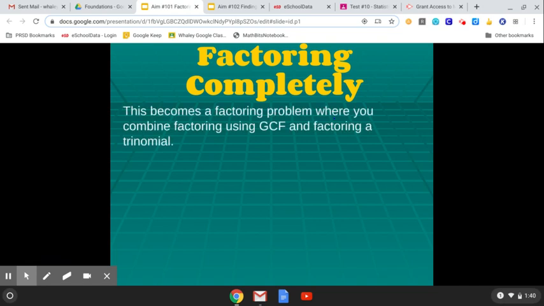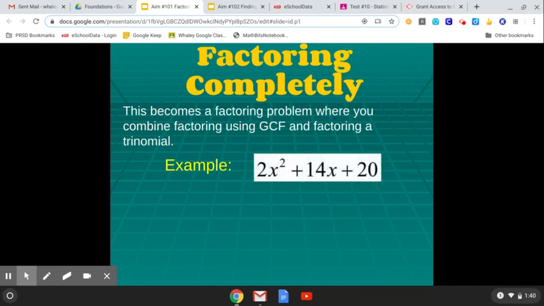Okay, factoring completely problems are problems where you're going to see a polynomial that they ask you to factor, but you're going to not only be able to factor out a GCF, but you'll be able to factor out what's left after you factor out the GCF. Okay, so let's take a look. The directions of this would say factor completely.